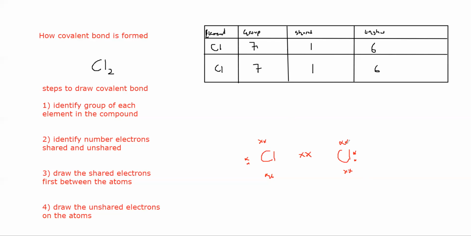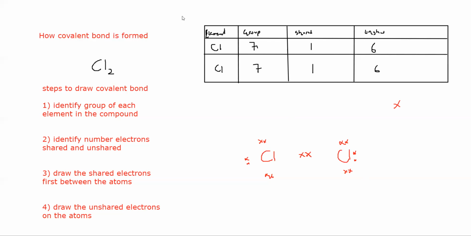And why do I use the same symbol? Because they are chlorine atoms, identical atoms. That's why I use the same symbol for electrons for each. I can use a different symbol, it's acceptable. But the reason why I use the same symbol is because identical atoms are there.